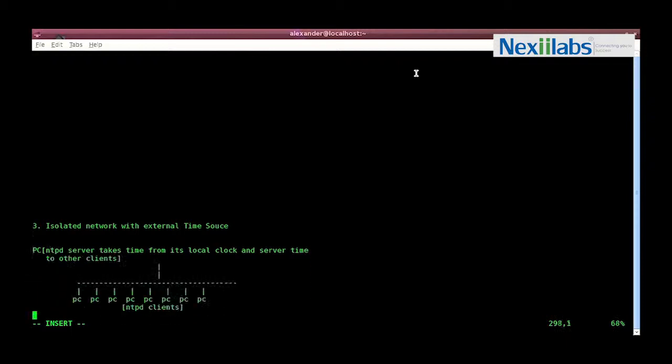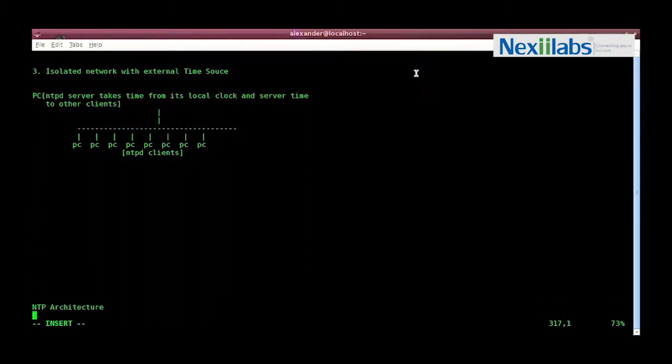Our third setup is that of an isolated network without an external time source. Suppose we have an isolated network. In that case, we need to select any one machine to act as a primary server and let clients take time from it. Such a scenario is employed if you don't care about the true time, but you do care about keeping all the devices in the network synchronized to a common time.